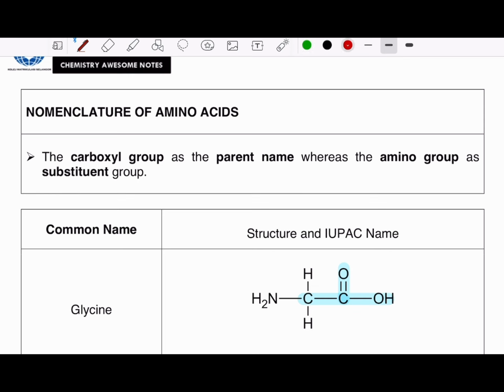Now, secondly, we are going to number it. This is carbon number 1 and this is carbon number 2. And therefore, our amino is located at carbon number 2. So, the IUPAC name for glycine is 2-amino ethanoic acid.